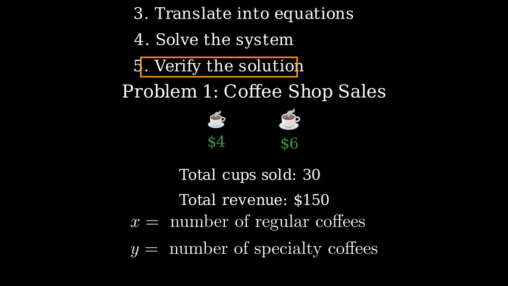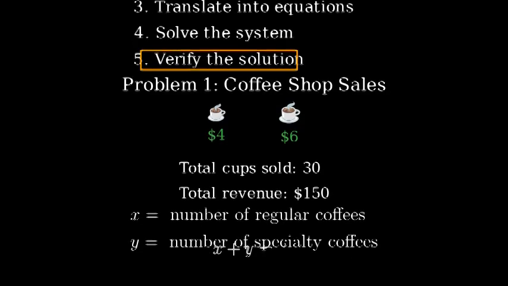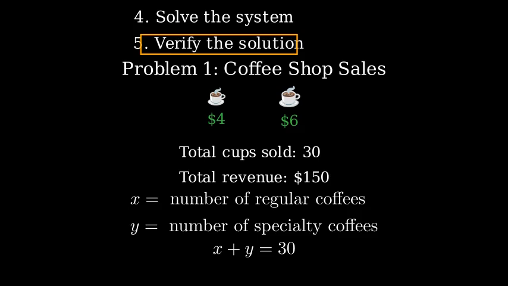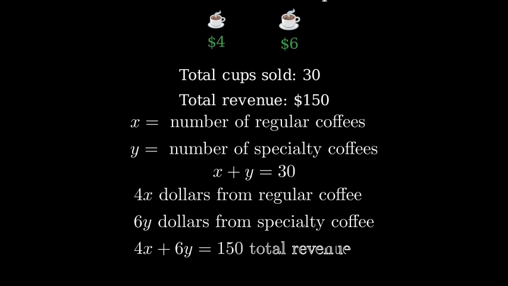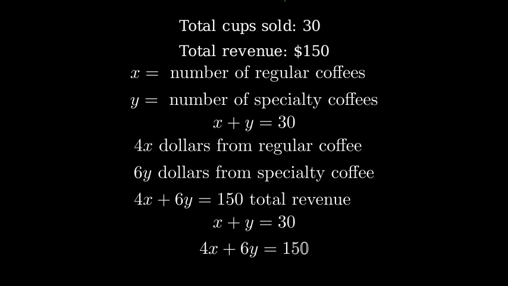Now, let's translate the problem into equations. First, we know they sold 30 cups in total. This means X plus Y equals 30. Second, we know the total revenue was $150. Regular coffee costs $4 per cup, so they made $4X from regular coffee. Specialty coffee costs $6 per cup, so they made $6Y from specialty coffee. The total revenue equation is therefore 4X plus 6Y equals 150.